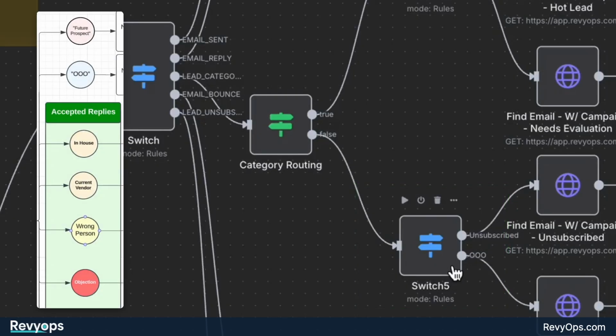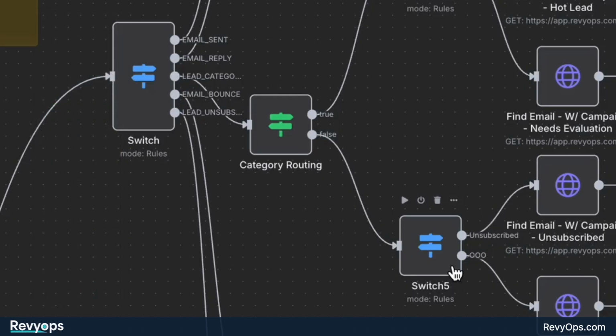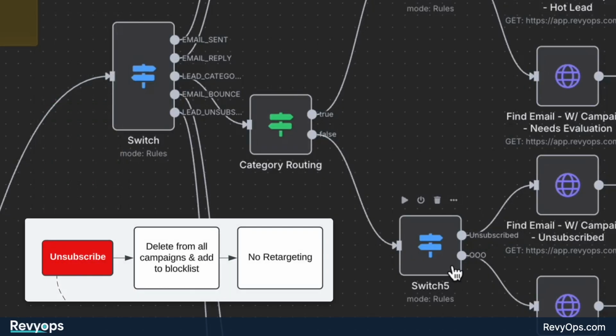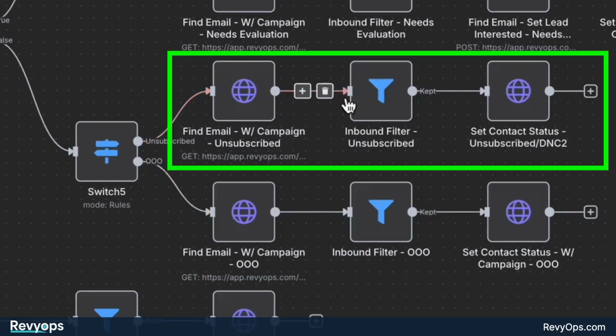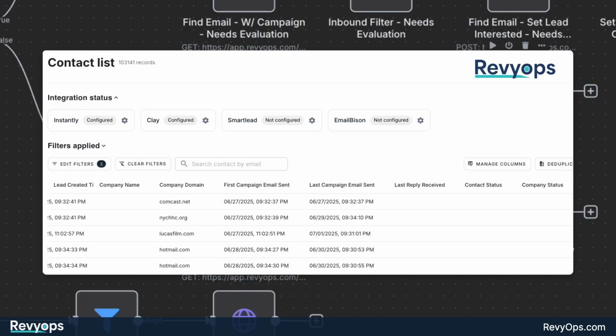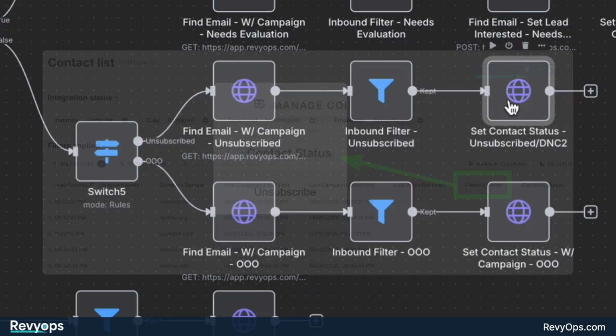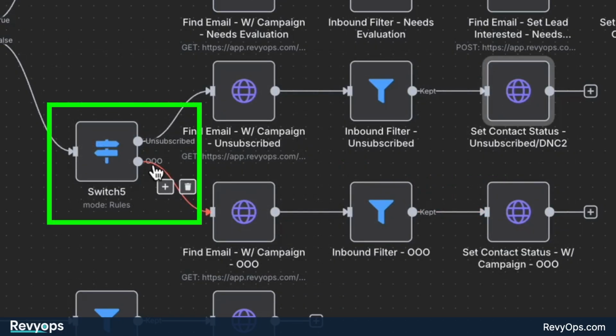As an example, if that's complicated, let me uncomplicate it. So if you tag a contact as unsubscribed, this will pass all that data through. It's going to route down here, and then it's going to route to these three modules just here, this one and this one. In short, what this is doing is finding the contact within ReviOps. Once it finds that contact, it's going to set a contact status to say unsubscribe. The same goes for out of office. You can add as many as you want here. Out of office is another one. You could do automatic replies, another good example.